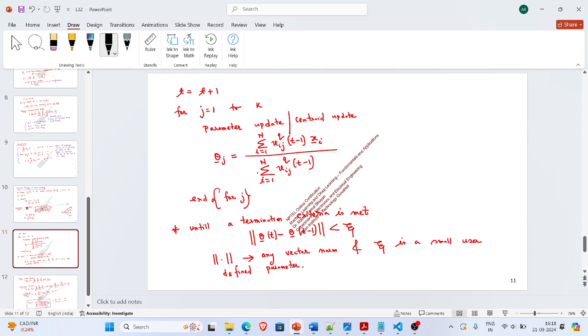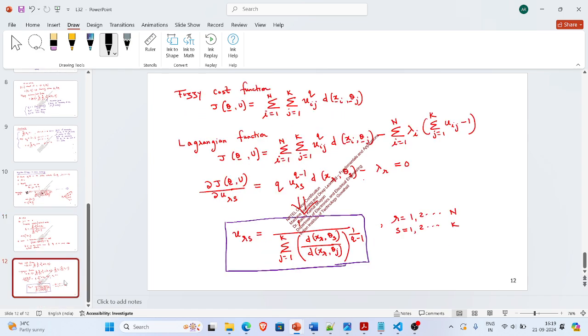So how are we doing that? We have this uij raised to the power q, at t minus 1, and it's like an average, having weights uij to the q at t minus 1. That is how we get theta j. This has to repeat till convergence, and this eta value should be as small as we like. So this is the idea.